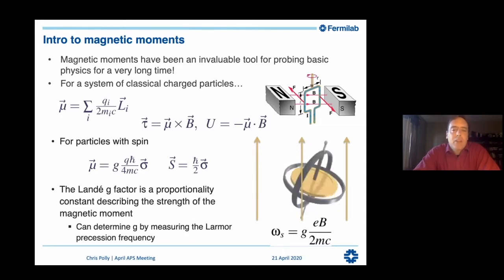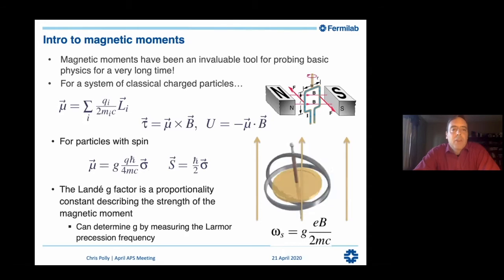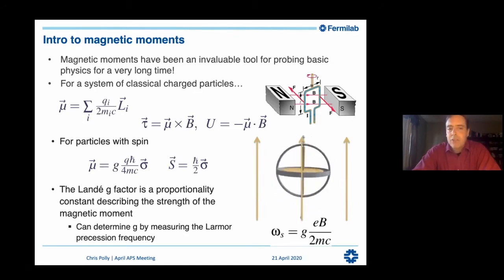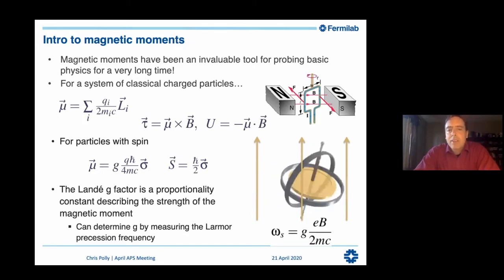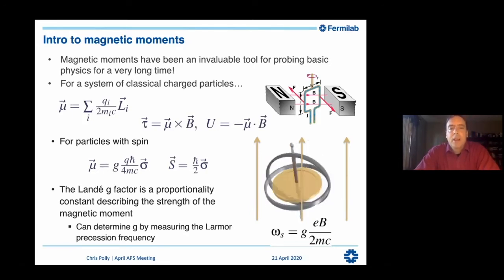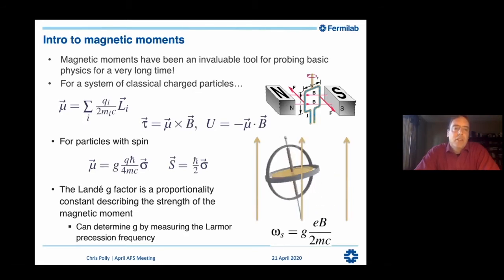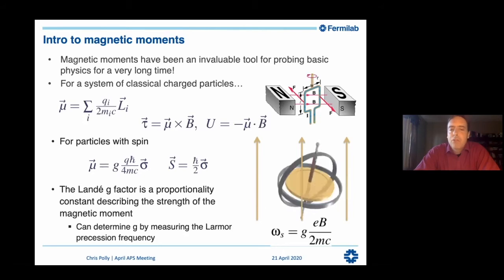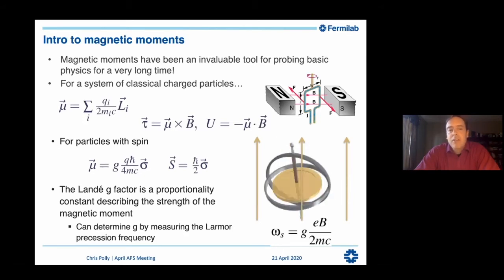If you go back to your undergraduate textbooks, you can determine for a system of classically charged particles, you can calculate the magnetic moment simply as a sum over the charge to mass ratios of the constituent particles times their independent angular momenta. With a magnetic moment, you can create a torque in a magnetic field, you can define a potential energy, and then you can move that into the world of spin, where you have fundamental particles with spin, and define the magnetic moment as being proportional to the spin, some fundamental constants, and this factor we pull out front called the Landé G factor.